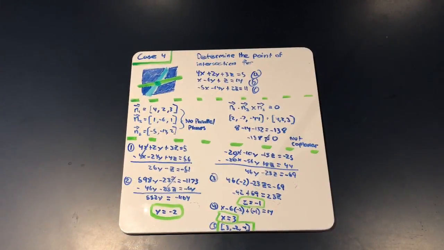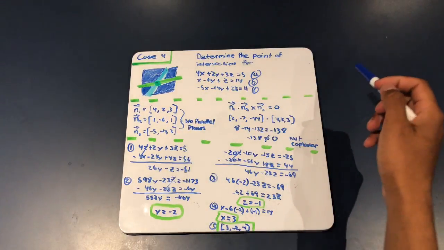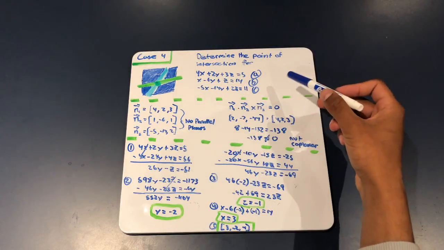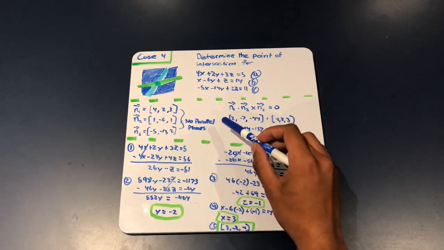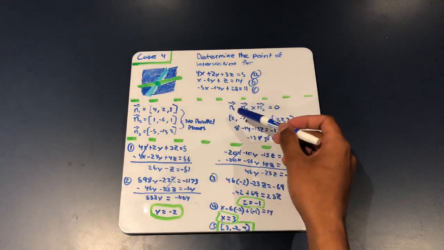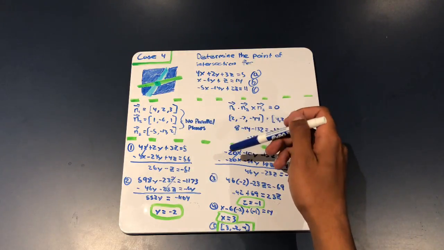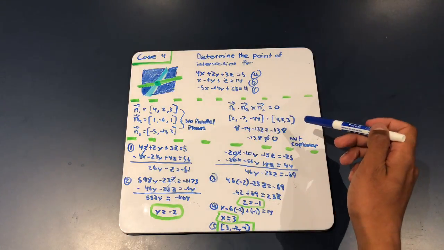All right, so case number 4 is determining the specific point of intersection of three planes. The equations that we're going to be dealing with are equation A, B, and C. What you want to first do is check if any of the planes are parallel to one another. You want to make sure that none of them are parallel if you're dealing with a point of intersection of three planes. As you can see, normals 1, 2, and 3 don't have any scalar multiple that can make them all equal to one another. Therefore, they are not parallel to each other.